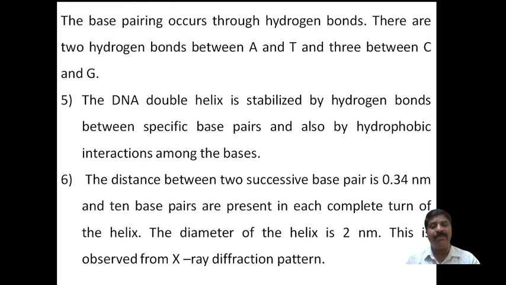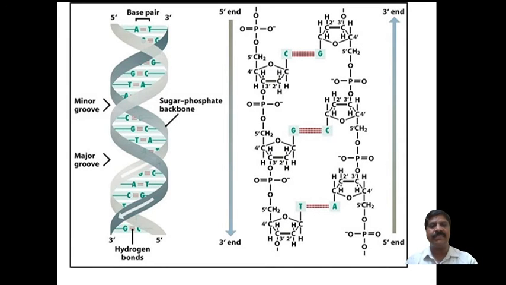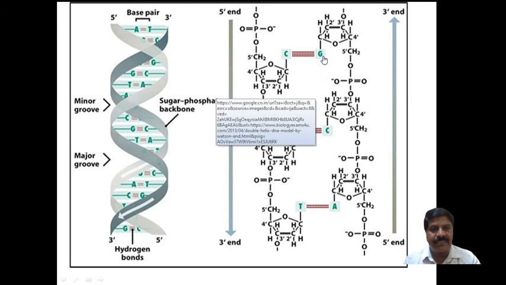whereas the diameter of the helix should be 2 nanometer. And this is shown here. Here there is guanine and cytosine with three hydrogen bonds. The first line indicates the first hydrogen bond, the second one the second hydrogen bond, and the third one the third hydrogen bond.